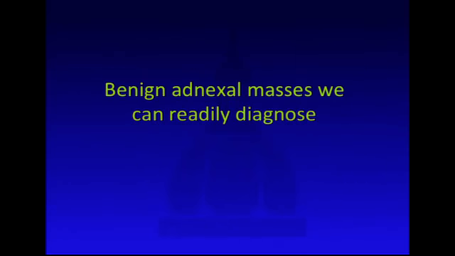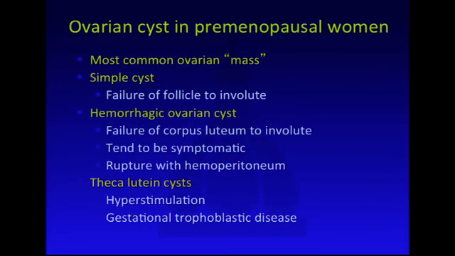First, let's talk about benign adnexal masses that we can really diagnose with a pretty high degree of certainty. The first thing we're going to talk about is ovarian cysts in premenopausal women. It is the most common ovarian mass, and I have "mass" in quotation marks because it's really not a tumor.